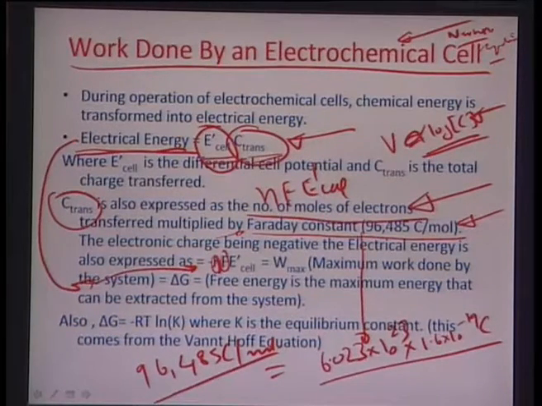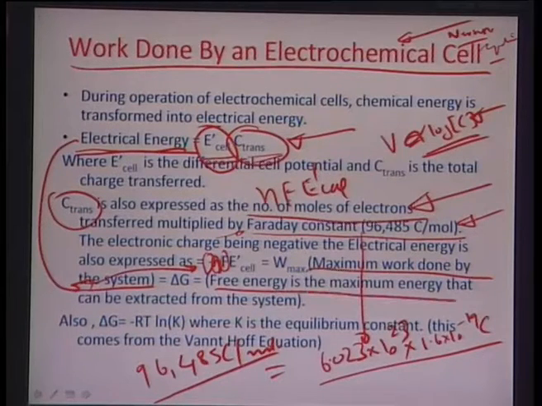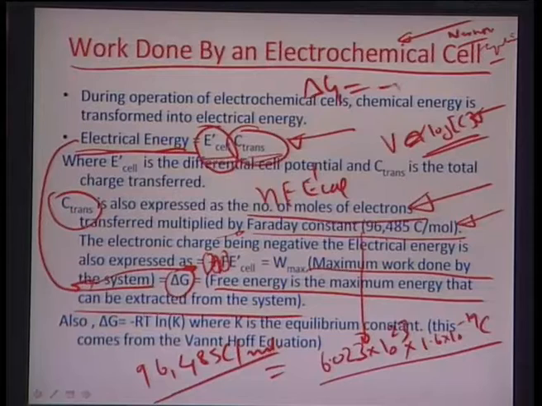So, we can think about the maximum work that is done by the system, and because it is work done, we are considering a negative sign here, and it is also equal to the free energy of the system, delta G. This is the Gibbs free energy, which is the maximum work that a system can do or has a potential of doing. So, the delta G can be easily equated to minus nFE'cell.